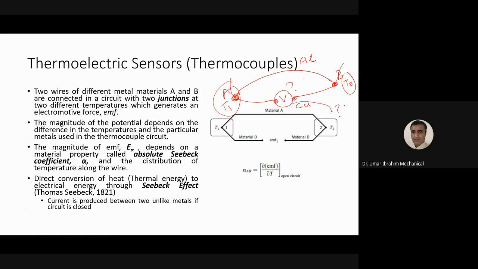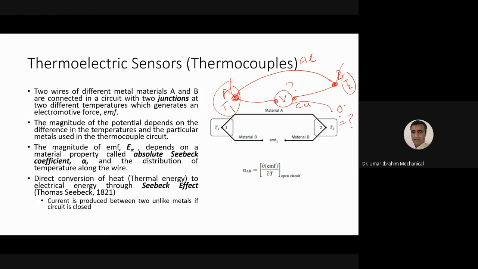Let's suppose the two temperatures are same, T1, T1, then the voltage output will be 0. Let's suppose the two temperatures are different, T2, okay? Then there will be some non-zero voltage measured by the voltmeter at this location.